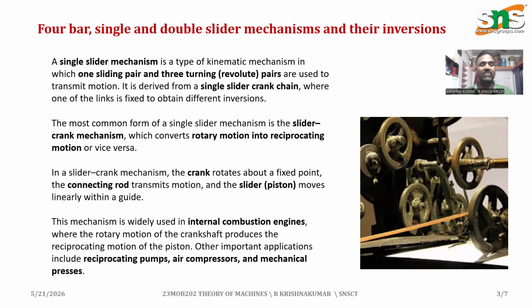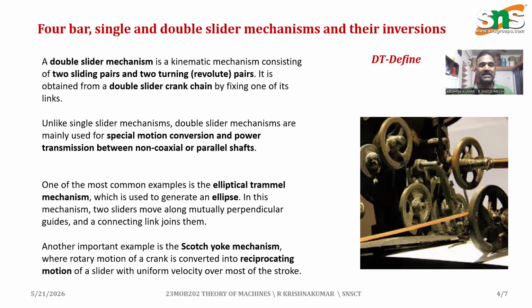A single slider crank mechanism is another fundamental mechanism used in machines for converting rotary motion into reciprocating motion or vice versa. It consists of four links connected by three turning pairs and one sliding pair. This mechanism is widely used in internal combustion engines where the rotary motion of the crankshaft produces the reciprocating motion of the piston. Another important application includes reciprocating pumps, air compressors, and mechanical presses.